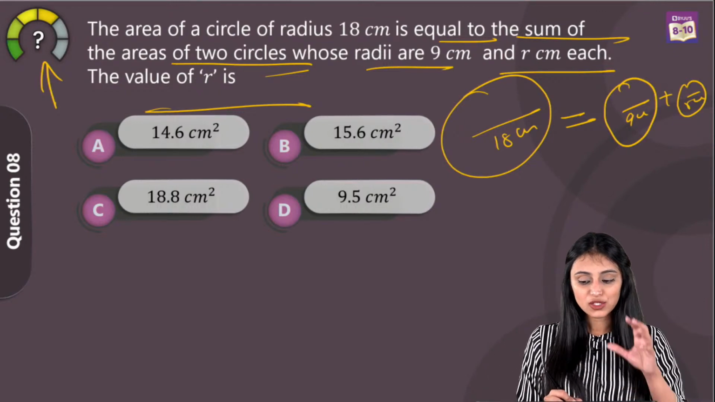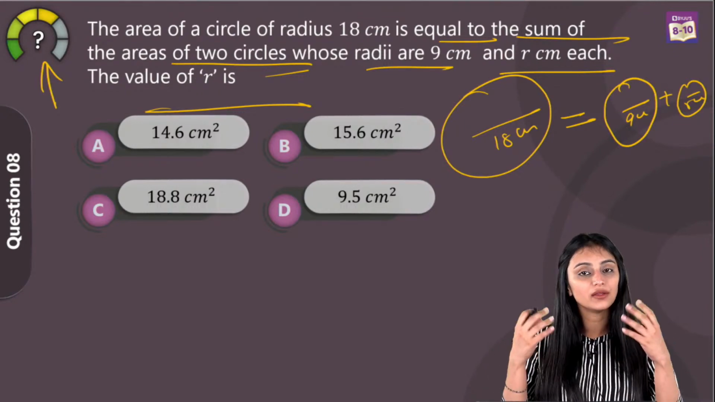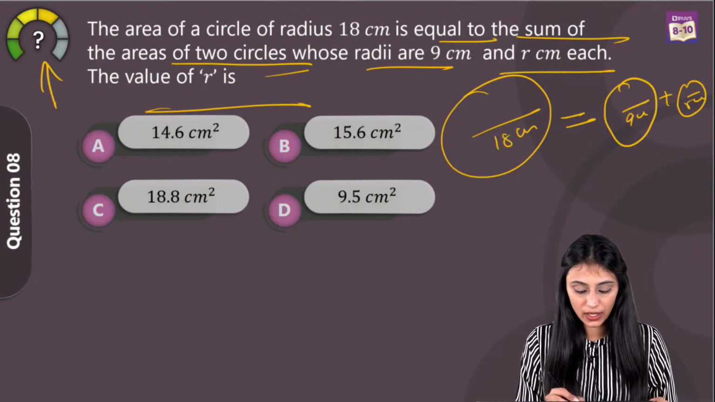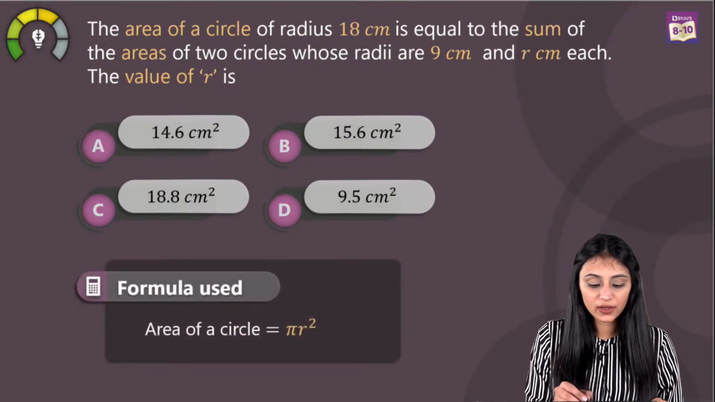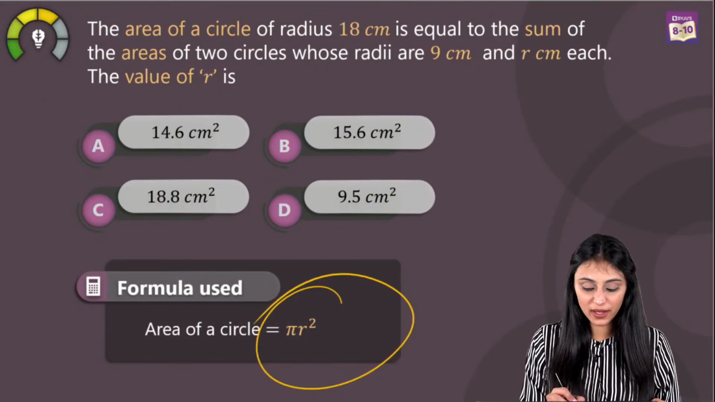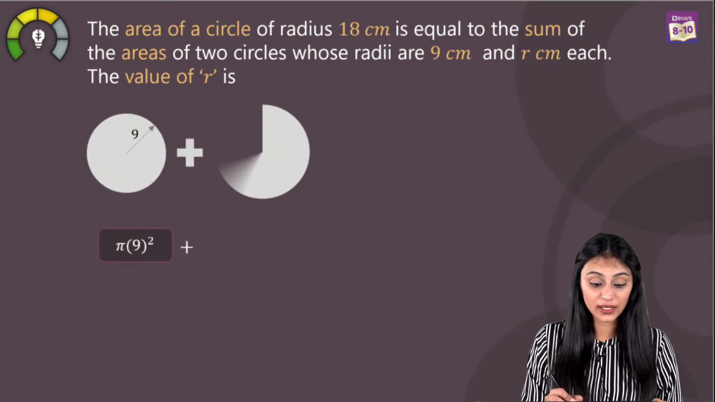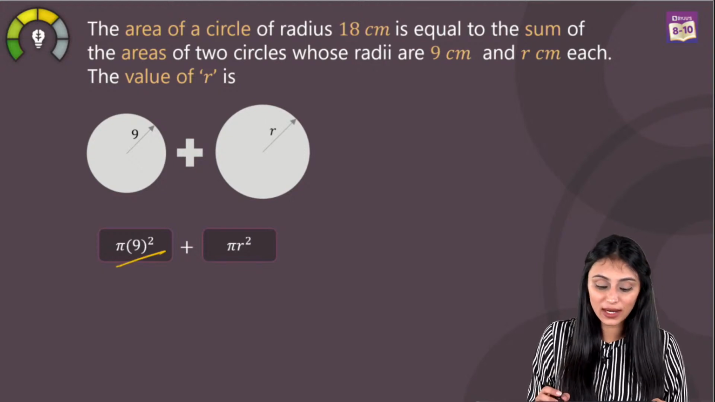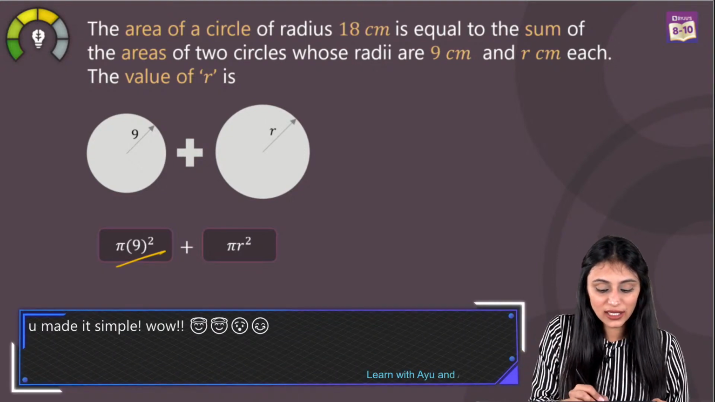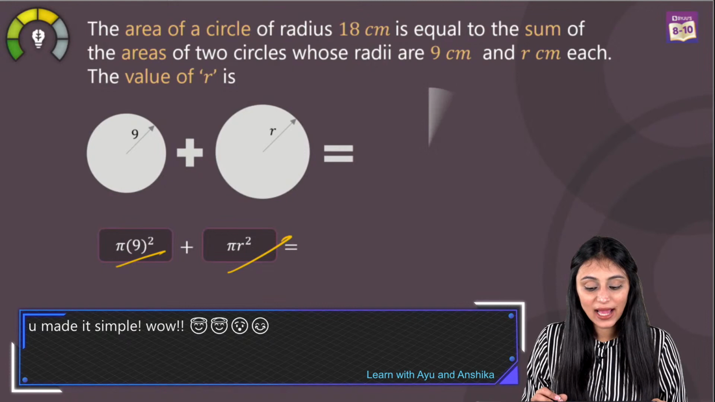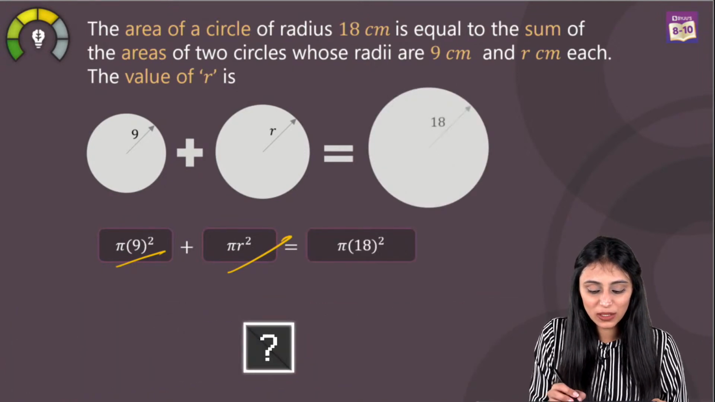So this is basically what is given in the question and what we have to find out. We know that the area of circle is pi r square. Using this simply we can say that the area of the circle with radius 9 would be pi 9 square, with radius r its area is going to be pi r square, and with radius 18 its area is going to be pi 18 square.